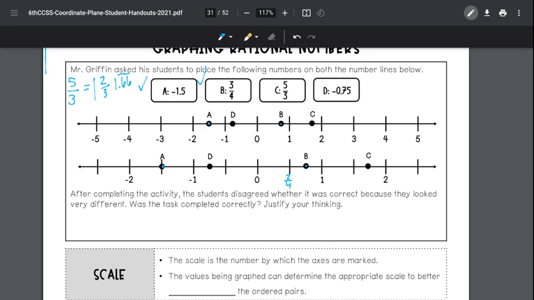Okay, so let's see. C, does it look closer to 2? Yep, still in between 1 and 2, but closer. Here's that 1.5 mark, and then there's 1.6. I think that's great. And D, negative 0.75. So it should be between 0 and negative 1, and it should be closer to negative 1. That looks great, because there's the negative 0.50. So that would be negative 0.75. So was this task completed correctly? Yes.